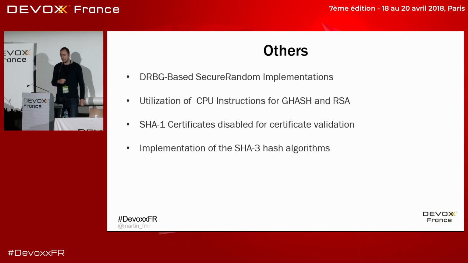We also have support for SHA-1 certificates disabled in the Java platform, meaning that if you have some public certificates which make use of the SHA-1 series of algorithms, in JDK 9 you will no longer be able to use those public certificates. And also we have an additional implementation of the SHA-3 series of hash algorithms in JDK 9. These seem like minor changes, but really a lot of work has been done behind the scenes to achieve those. So I would say this is quite some stuff that's been added to the Java platform.